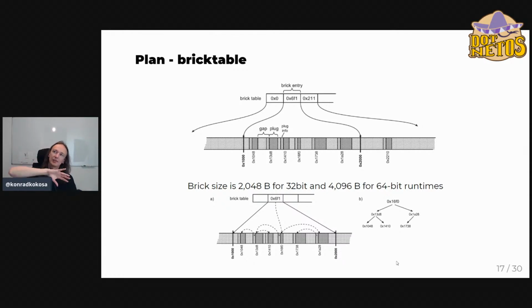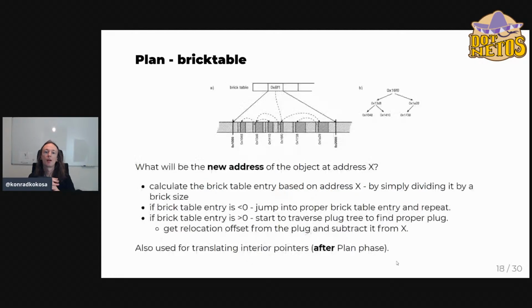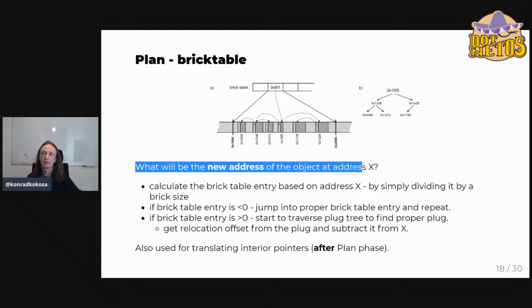But okay, we can say we have a lot of things here that sound like optimization. We could simply store a plain list of plugs and linearly scan them, and it would be enough. Why are we bothering with creating all those binary trees, brick tables, and so on? Why are we so concerned with optimizing all this stuff? This is because when the compaction happens, we are tremendously often interested in an answer to the question: what will be the new address of the object at a given address X?